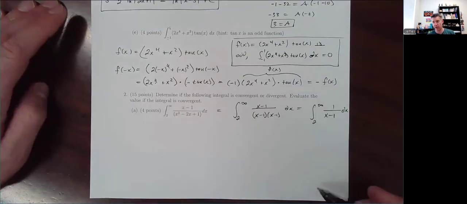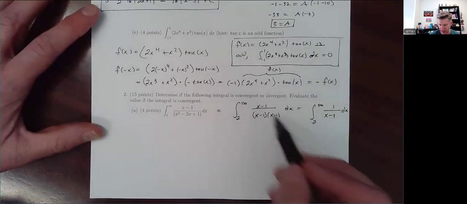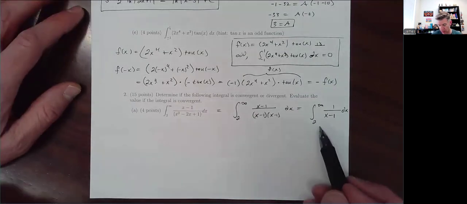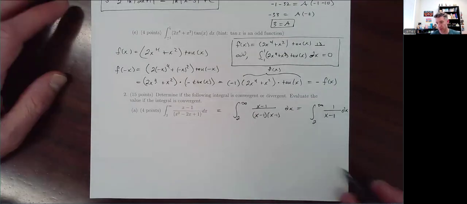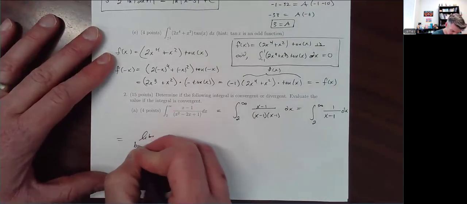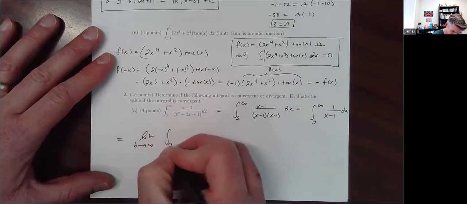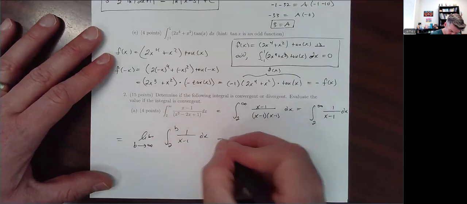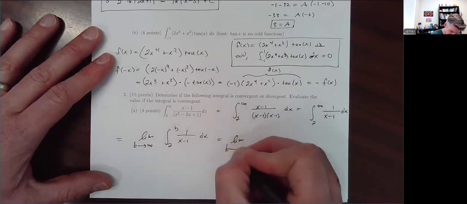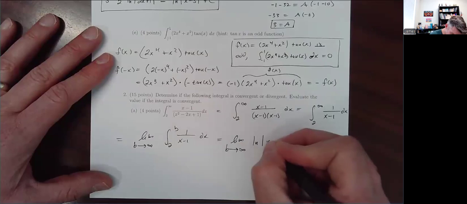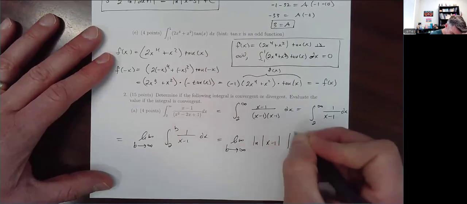Normally, I'd be a little worried about the value of 1, right? Because we're kind of canceling a factor where 1 is weird. But since this integral goes from 2 to infinity, we don't have to worry about 1. So now we're going to rewrite this as the limit as b goes to infinity of the integral from 2 to b of 1 over x minus 1. We're going to integrate. The integral of 1 over x minus 1 is the natural log of the absolute value of x minus 1 from 2 to b.